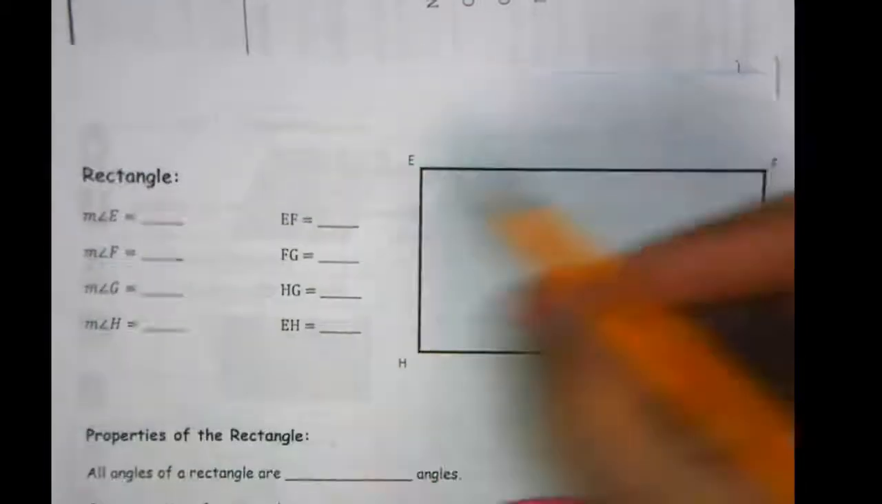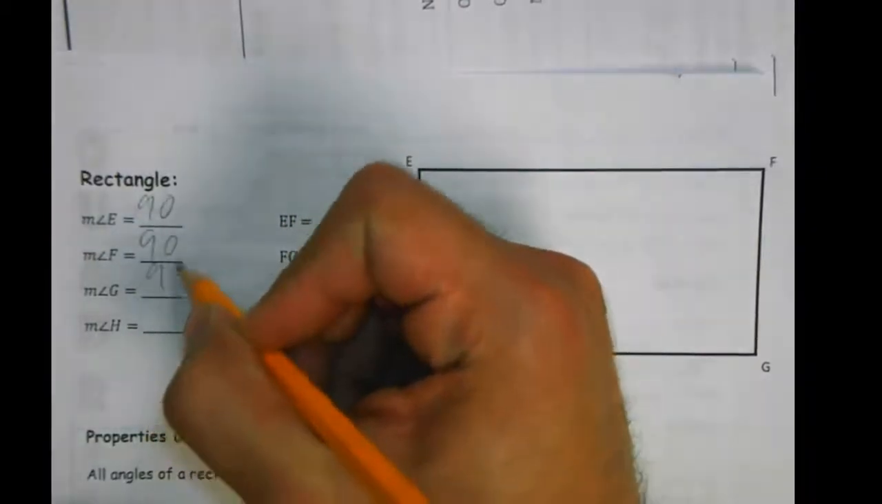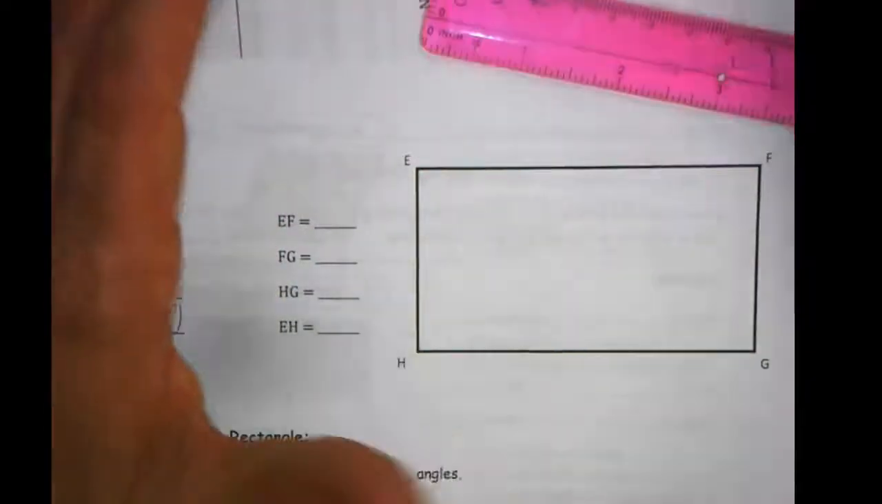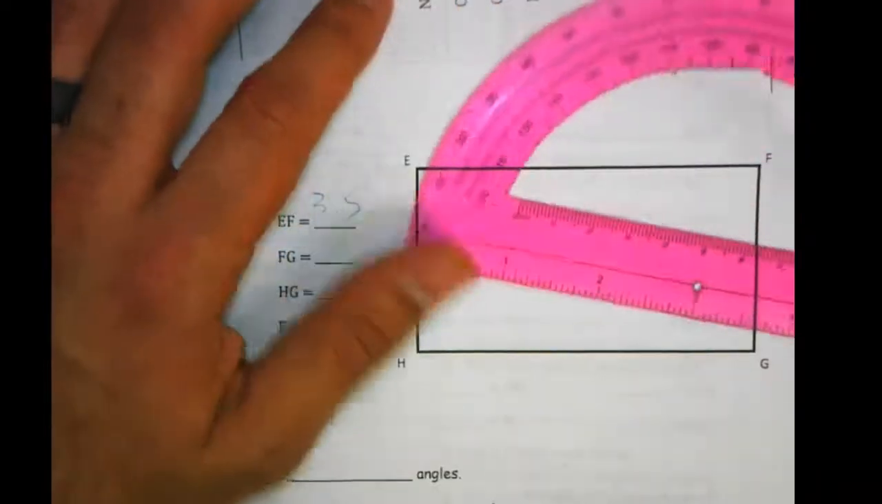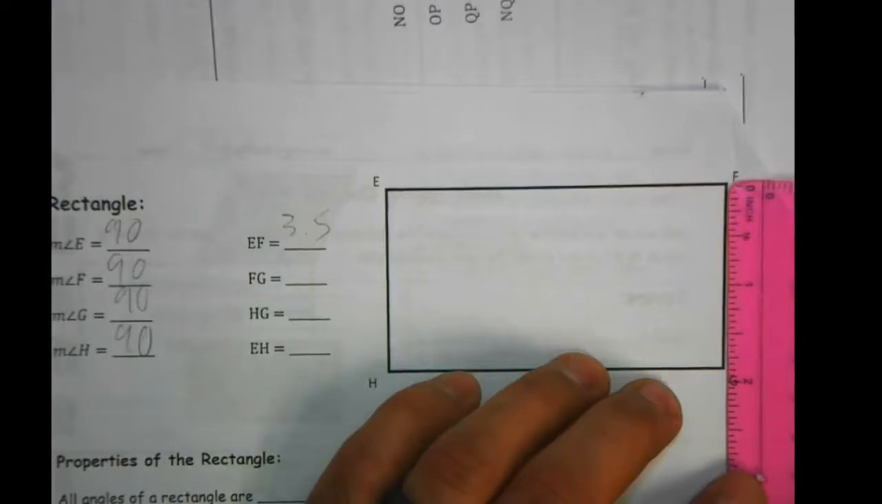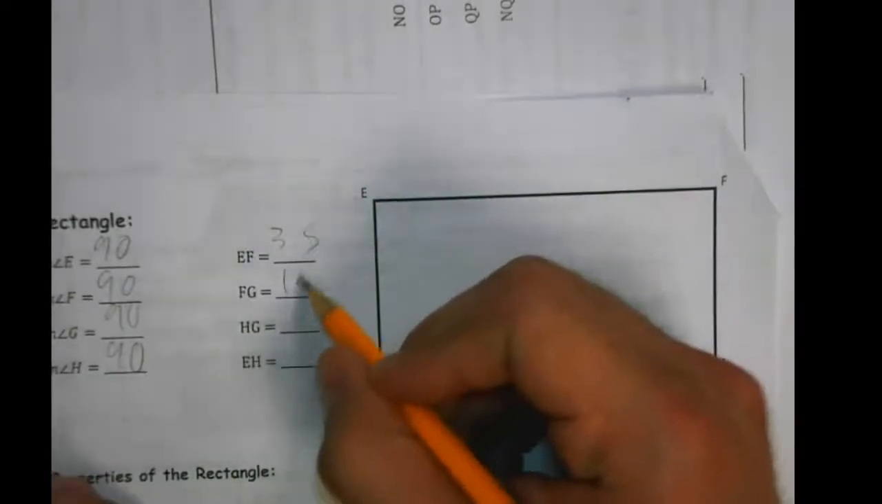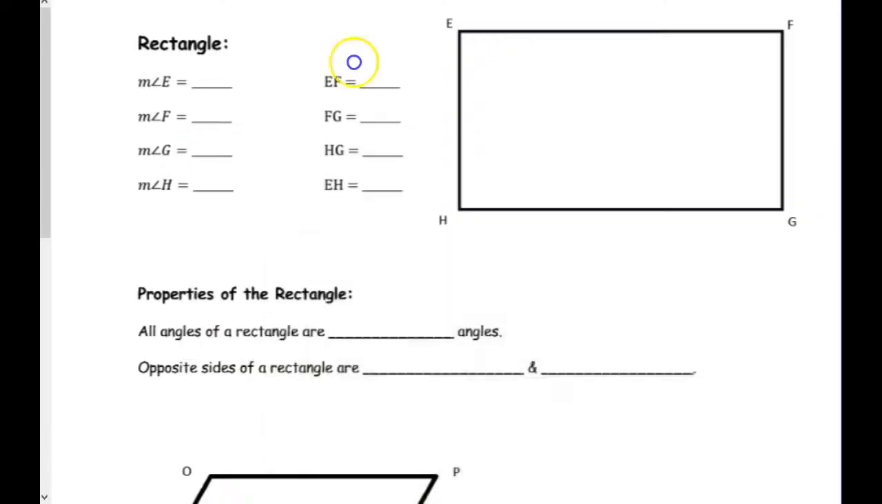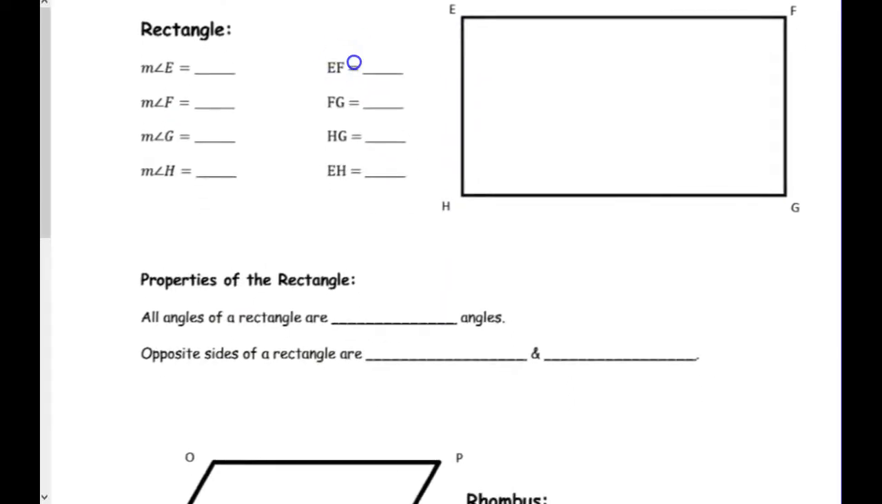It's 90. Okay, so all these angles are 90, 90, 90, 90. And then EF, let's measure these real quick. It's about 3.5. Same thing for the bottom, 3.5. And then on the sides, it's about 1.75. Okay, so let's write it on the smart file. All right, so these are all 90, right?